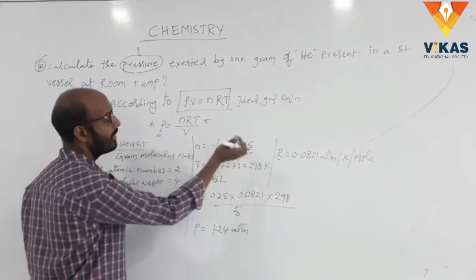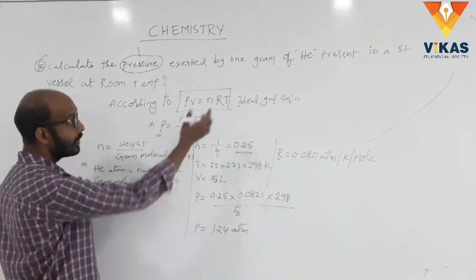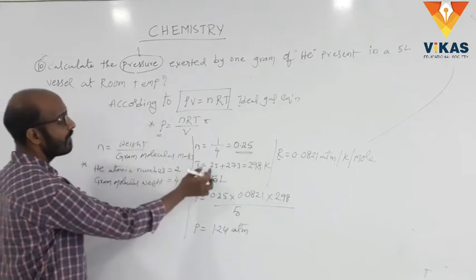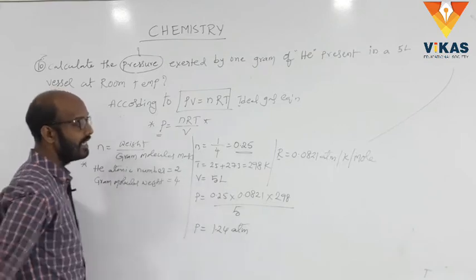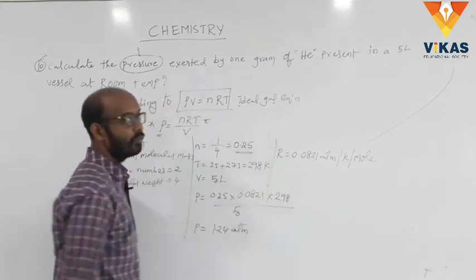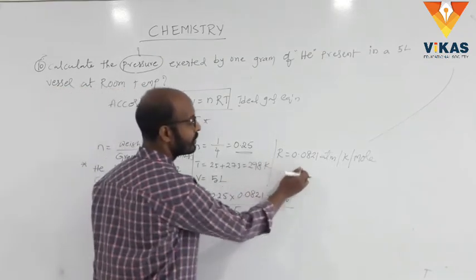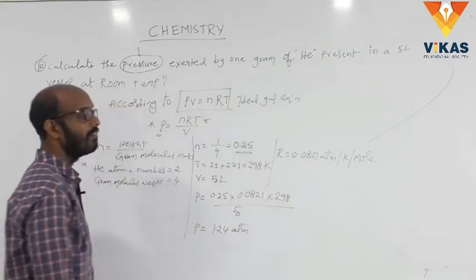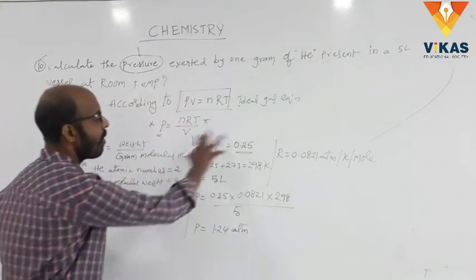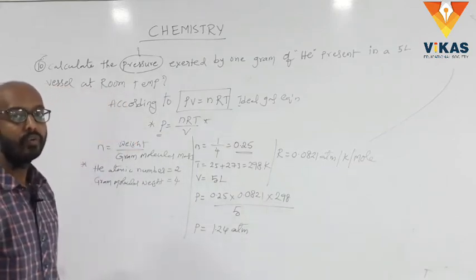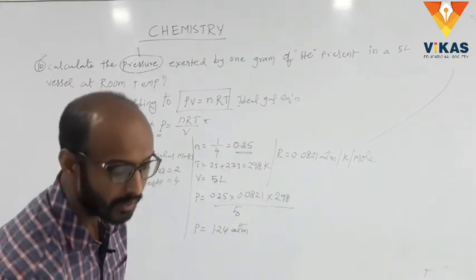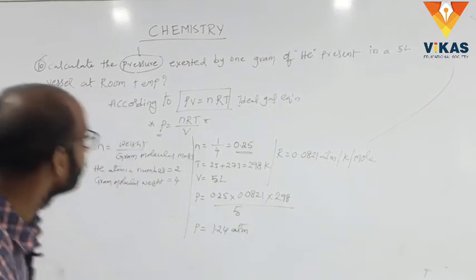We get 0.25. And temperature at room temperature, so 25 plus 273 is equal to 298 Kelvin, and volume is 5 liters, and the R value we know from the numerical values we noted, R is equal to 0.0821 atmosphere per Kelvin per mole. Substitute all the values, we get the pressure, that is P is equal to 1.24 atmosphere. Clear? And next one.